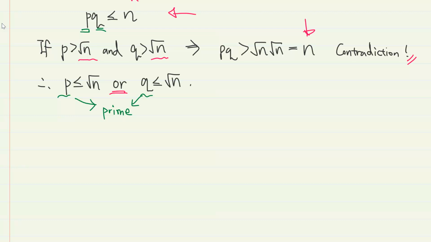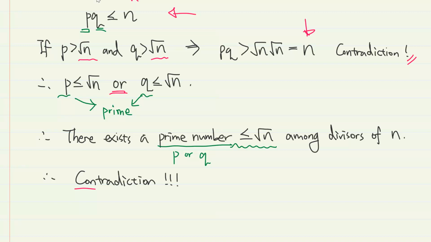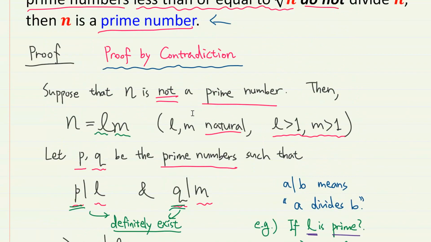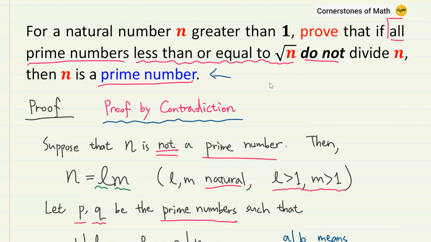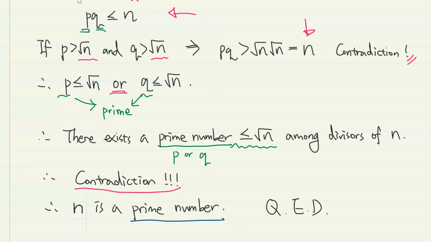And since p and q are prime numbers, this means that there exists a prime number which is less than or equal to square root of n among the divisors of n. And this contradicts the given condition that all prime numbers less than or equal to square root of n do not divide n. Therefore, we have the conclusion n is a prime number, which concludes the proof.